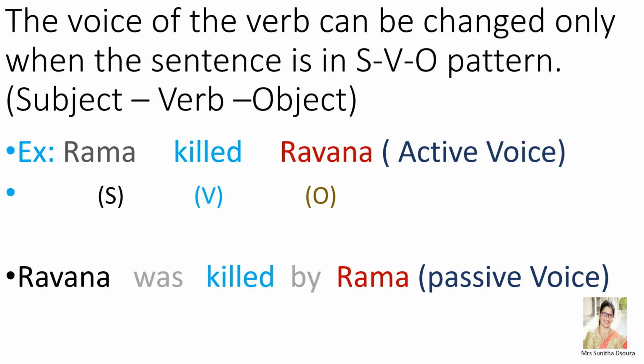So in the active voice, Rama killed Ravana, Rama is the subject, killed is the verb and Ravana is the object. Now the object Ravana will change into the subject. Ravana will come first, it will be the subject. Ravana was killed. Was is a helping verb to the main verb killed, by Rama. Rama will be added with "by" when you change into passive voice. So the sentence can be changed only when it is in the SVO pattern, meaning subject, verb and object. That will change into object, verb and subject in the passive voice.